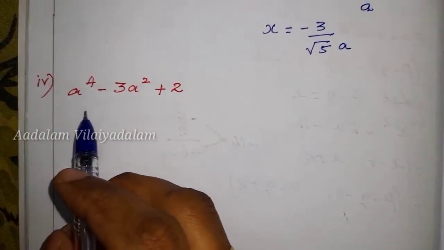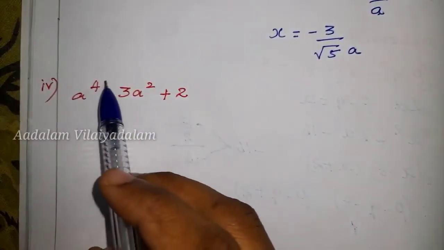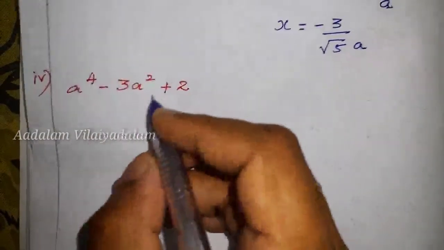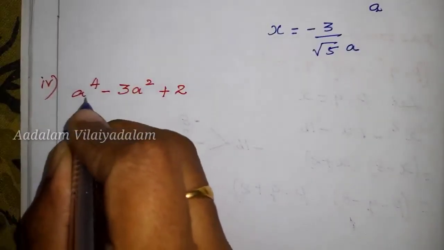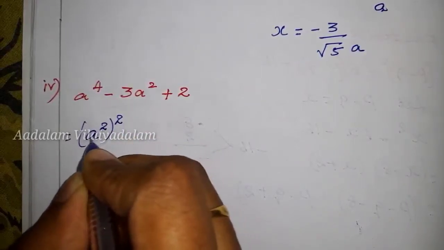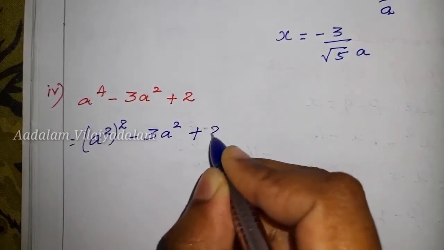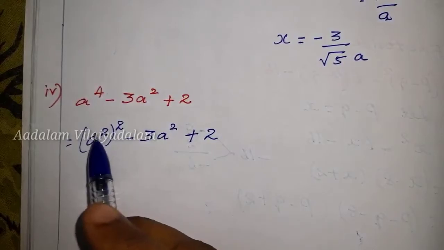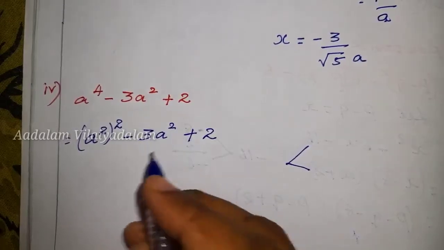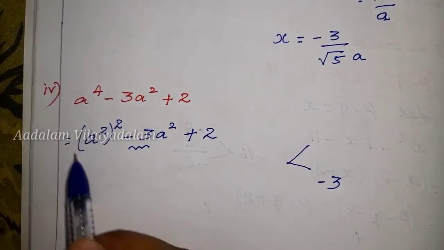Fourth question: a⁴ − 3a² + 2. Here the power is 4, so this is not a quadratic equation. We have to arrange it in quadratic format. That is, a⁴ can be written as (a²)². So (a²)² − 3a² + 2. See, the variable is a² only. Now identify the sum of the factors, which is −3. So what is the product here? The coefficient of a² is 1 only.